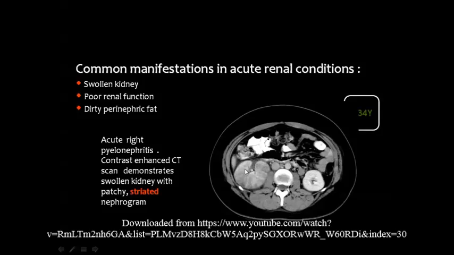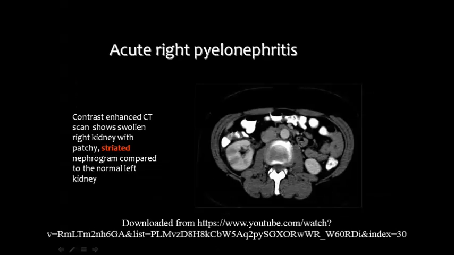Number one, the kidney is swollen compared to the left side. Number two, the parenchyma is not enhanced homogeneously, what we call a striated nephrogram. This nephrogram is striated, which is one of the major diagnostic criteria of acute pyelonephritis. Another case of acute pyelonephritis on the right side with a swollen kidney and a striated nephrogram.